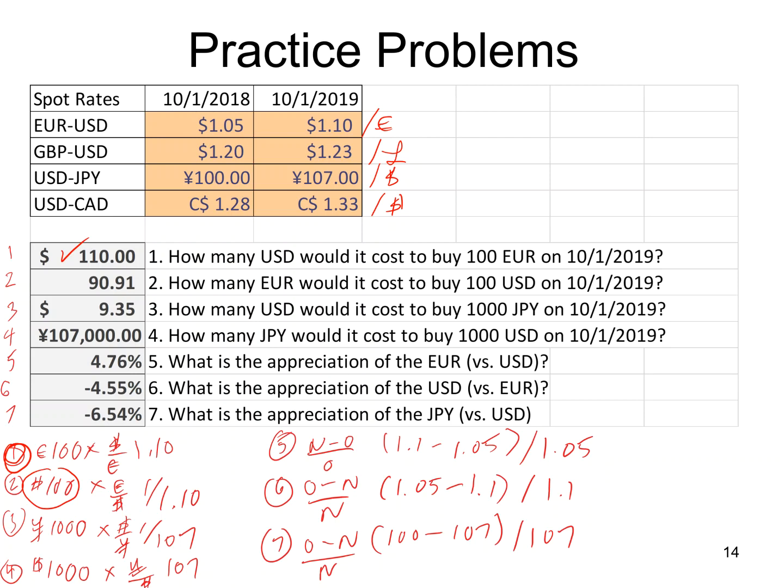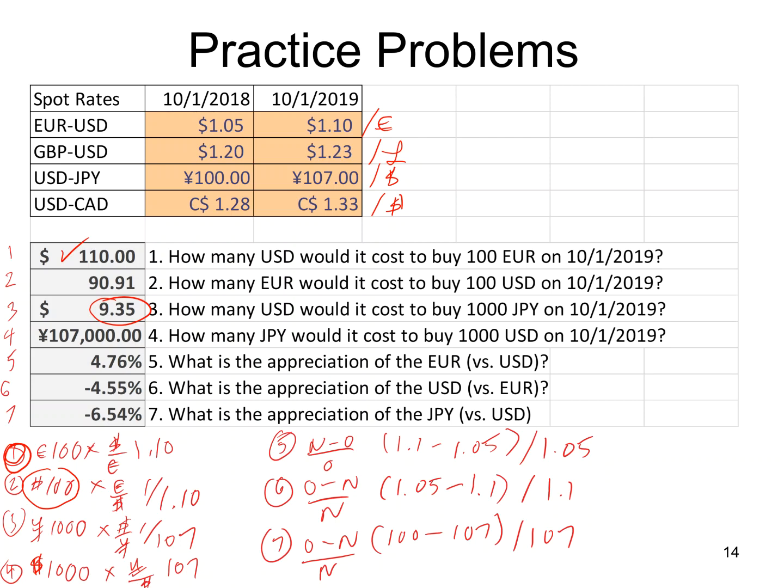Third problem, how many dollars would it cost to buy 1,000 yen? Well, I'll take 1,000 yen. I need a dollar over yen exchange rate. I'm given a yen over dollar exchange rate, so I'll multiply 1,000 yen times 1 over 107. And that's going to be equal to $9.35 for 1,000 yen. Problem number 4. How many yen would it cost to buy $1,000? So I'm going to type in $1,000 times a yen over dollar exchange rate, which is 107, and you get 107,000 yen.